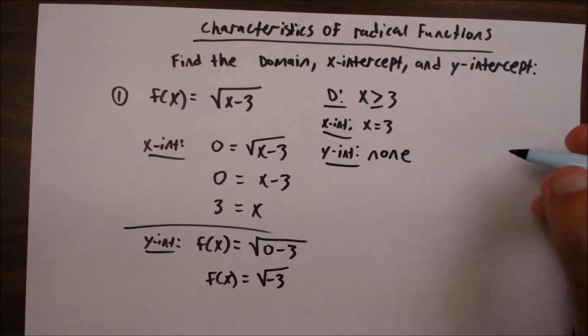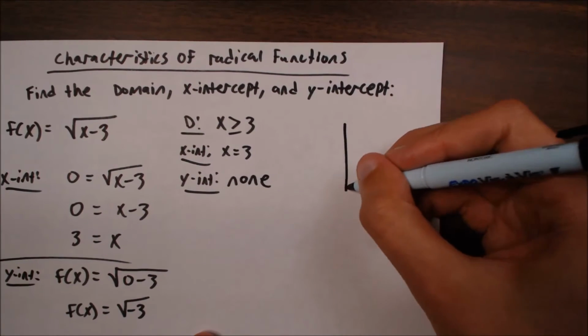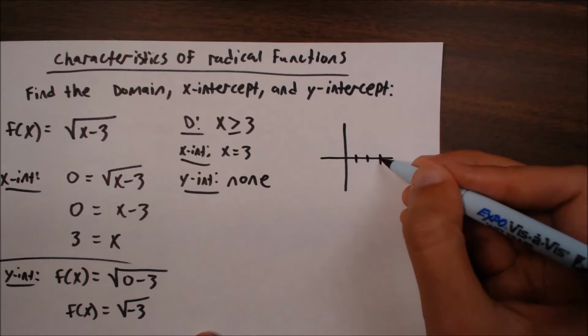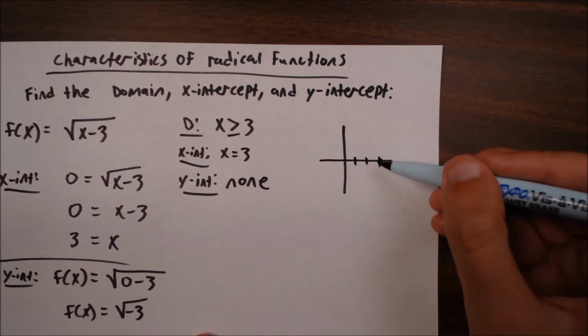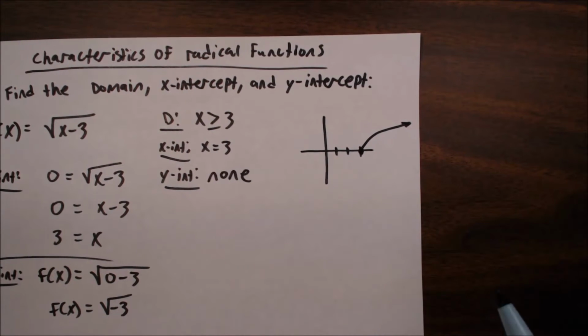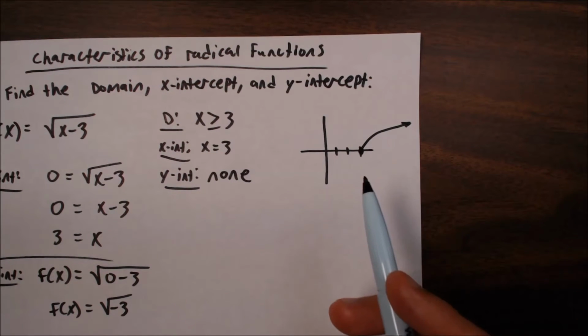Now, if you think about the graph, it's going to actually look like this. We said it has an x-intercept at 3, which is like right here, and it's going to go to the right from there. So you can see why this would never actually cross the y-axis. It's not going to go that far to the left.